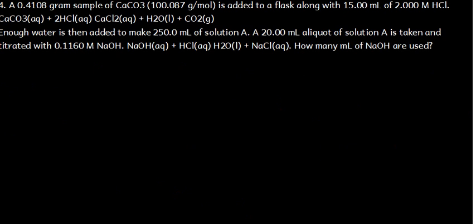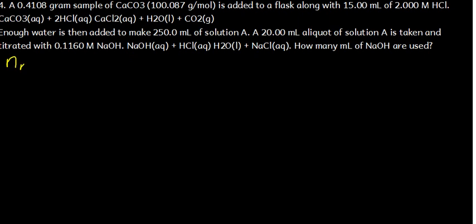So we are going to first find the number of moles in the second reaction. Enough water is added to make 250 milliliters of solution A, and then we only take a 20 milliliter aliquot of solution A and titrate it with 0.1160 molar sodium hydroxide. So we start with the second reaction, and from the mole ratio you can see that the number of moles of sodium hydroxide is equal to the number of moles of hydrochloric acid. It's in the mole ratio of 1 to 1.